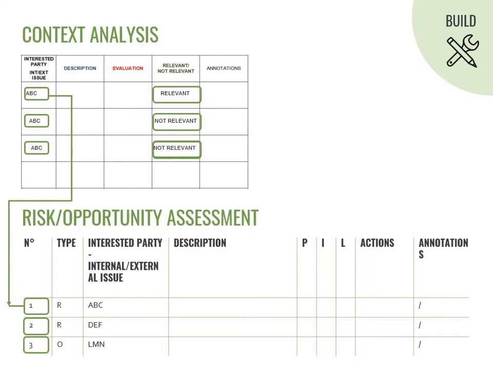Now the new part. The standard asks us to come up with a risk and/or with an opportunity for each one that we classified as relevant. In this slide, ABC is considered relevant, therefore we come out with item number 1, which is a risk. DEF is considered relevant, therefore we come out with item number 2, which is a risk. LMN is considered relevant, therefore we come out with item number 3, which is an opportunity.